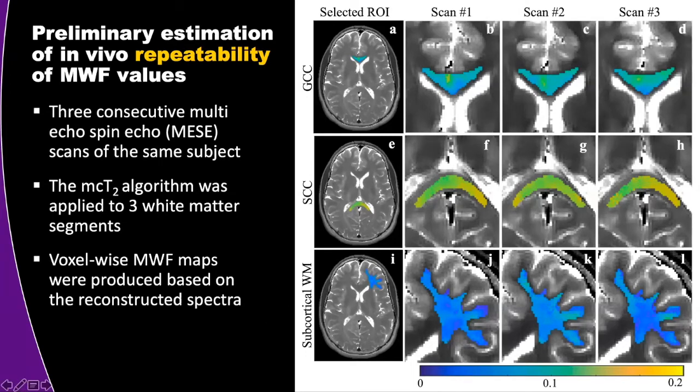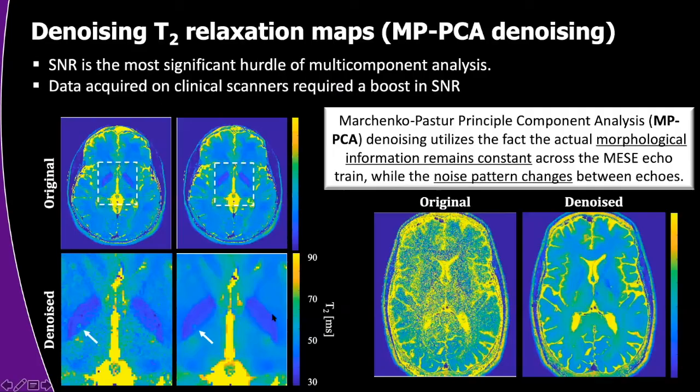Another thing that is important, and I talked about it before, is SNR. SNR causes a lot of ambiguity in the fitting of standard fitting approaches. And we also wanted to improve the SNR in our data. What we're usually using is something that we developed for T2 relaxation signals. It's based on Marchenko-Pastur principal component analysis denoising, and we ported this algorithm to T2 relaxation.